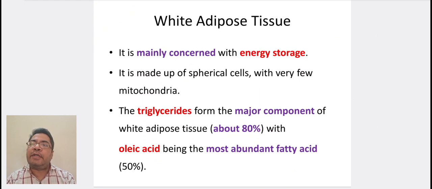Coming to white adipose tissue, it is mainly concerned with energy storage. It is made up of spherical cells with very few mitochondria. The triglyceride is the major component of adipose tissue, about 80%, with oleic acid being the most abundant fatty acid.